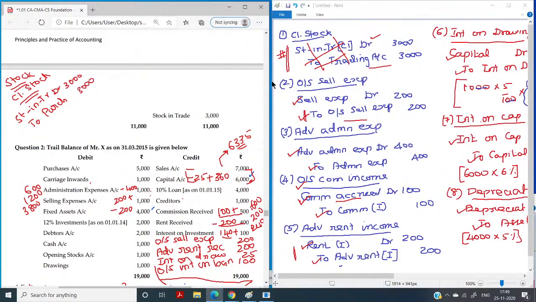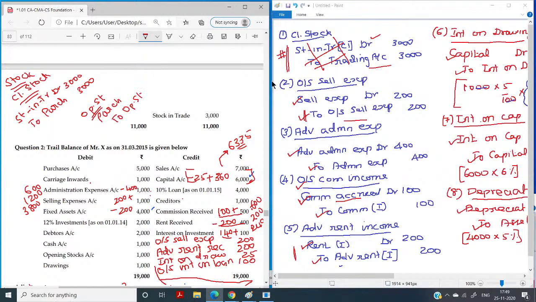And when it comes to the opening stock, you have to simultaneously do it for opening stock also. That opening stock will be addable with the purchases. So purchases account debit to opening stock, and the opening stock value is 1,000 rupees. So I'm going to post this. This is the proper system of passing the journal entry for the opening stock and closing stock.